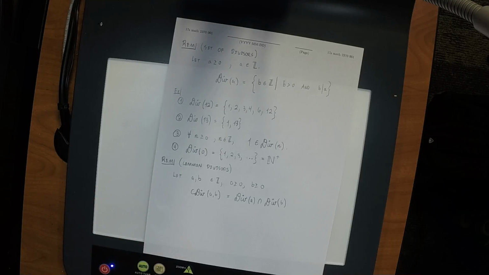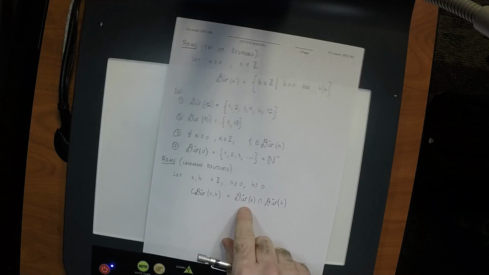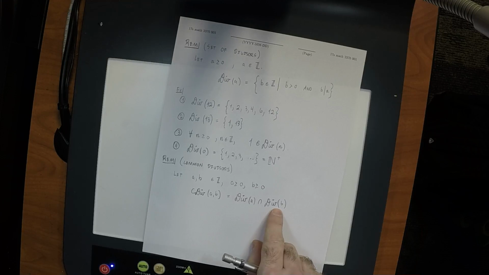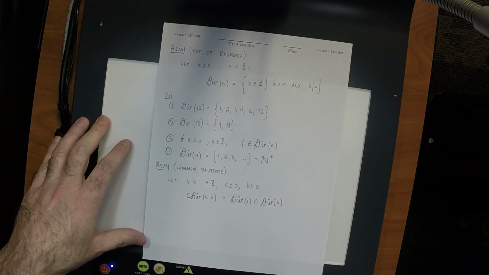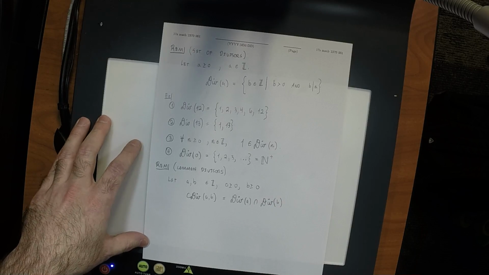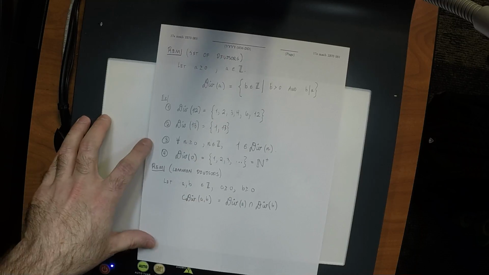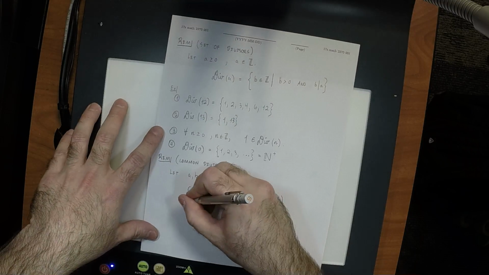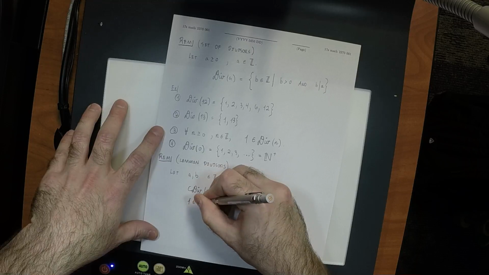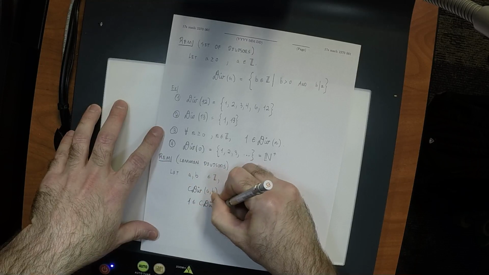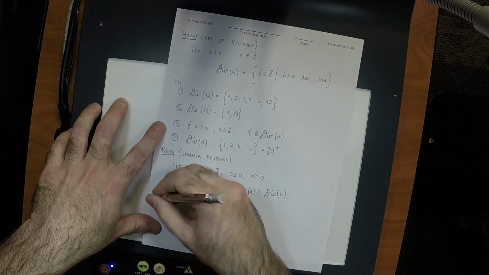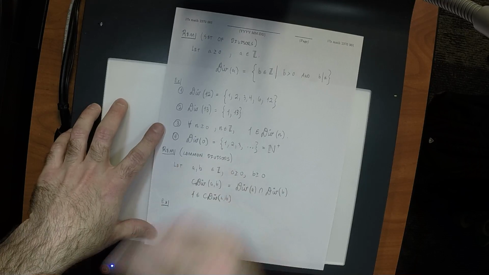So notably, because 1 is in that set and 1 is in that set, that means that 1 is in the intersection. So the set of common divisors is always non-empty because what is always in there? 1. So notably, 1 is in the set of common divisors. So yes, this is exactly what you think it is.